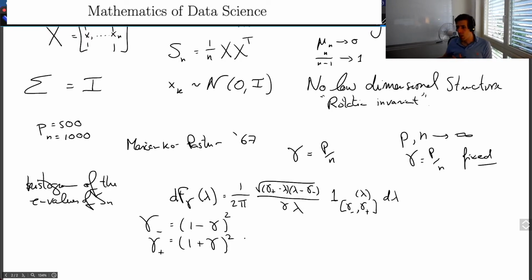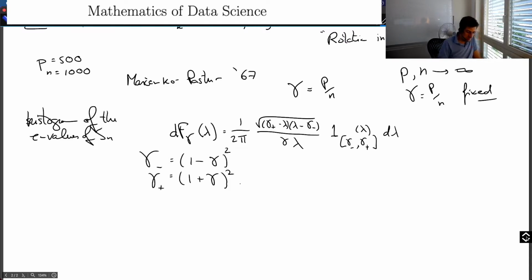If p is bigger than n, you can basically just take the transpose of the matrix and study that instead. And there'll be some eigenvalues at 0, because the matrix will be low rank, but you can work it out based on this case. So how do we prove something like this?